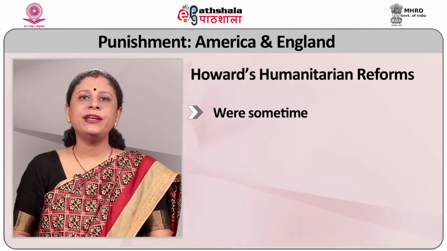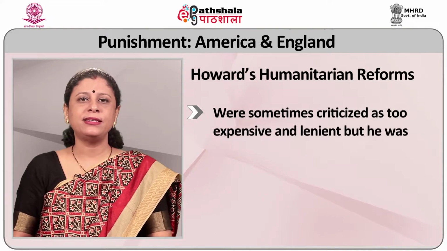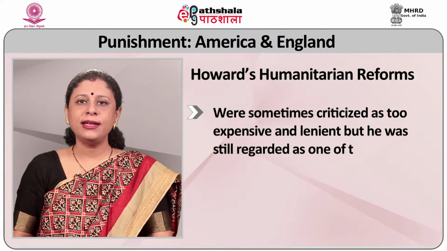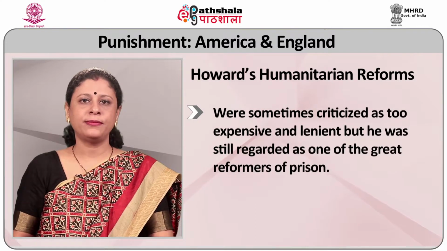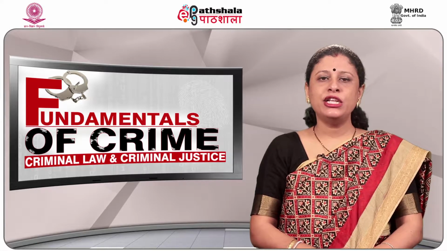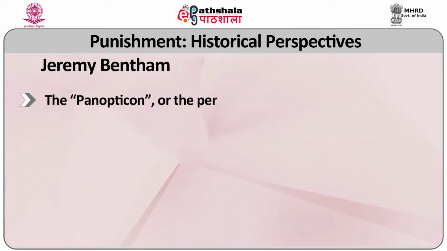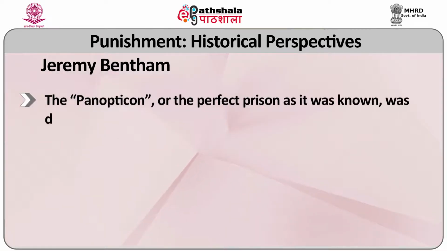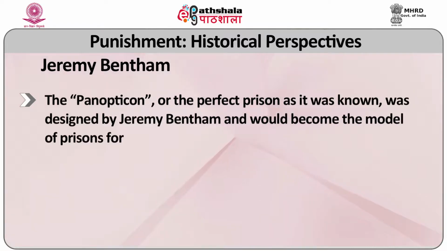Howard's humanitarian reforms were sometimes criticized as too expensive and lenient, but he was still regarded as one of the great reformers of the prison system. The other significant reformer in this era was Jeremy Bentham. The Panopticon, or the perfect prison as it was known, was designed by Jeremy Bentham and would become the model of prisons for the next century.